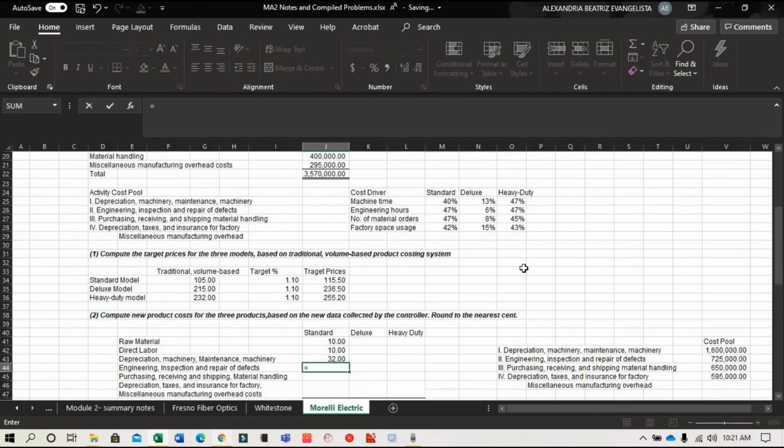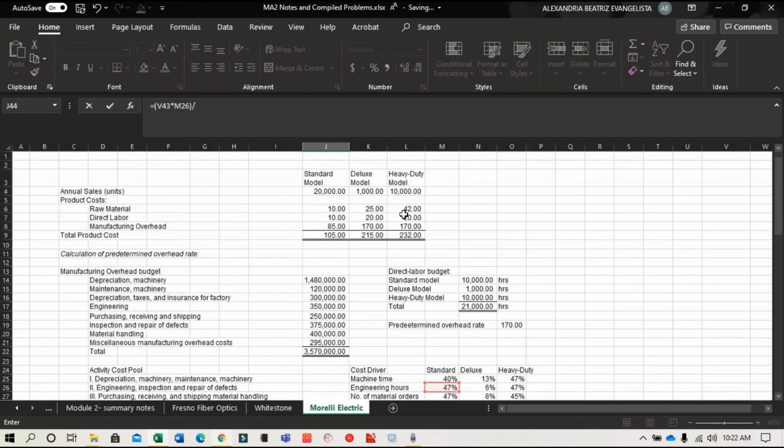So for the second one, our second activity pool, we're going to compute that as 725,000 multiplied by 47% divided by, again, the annual sales in units.